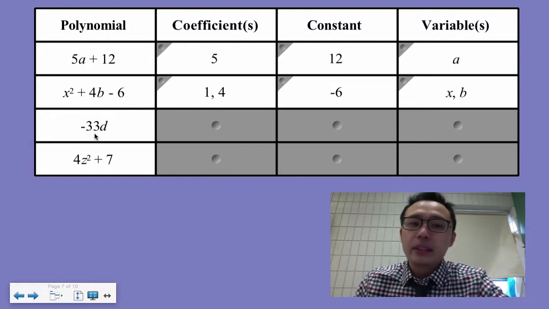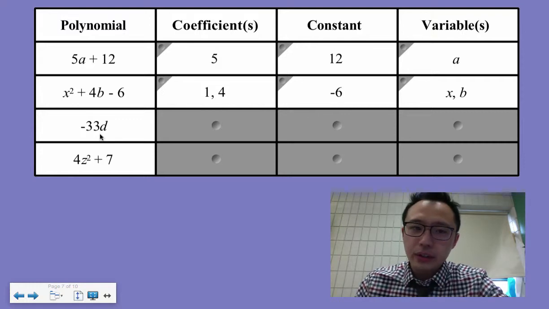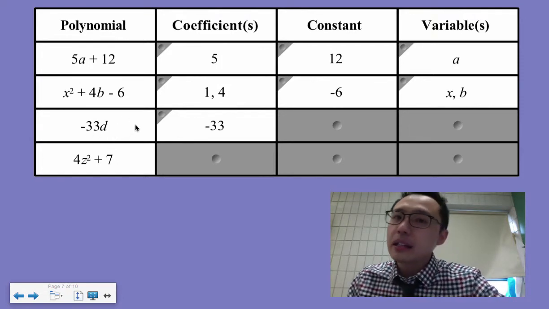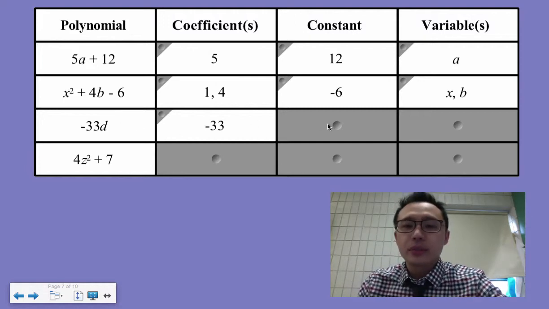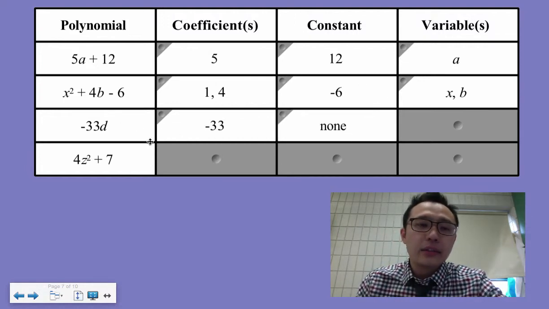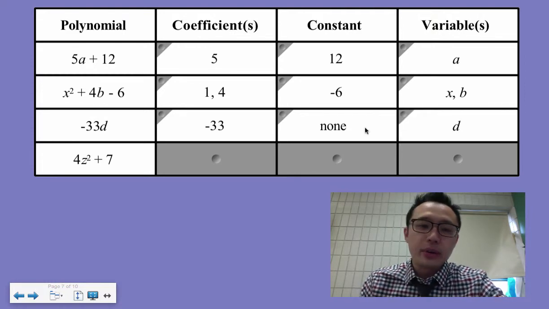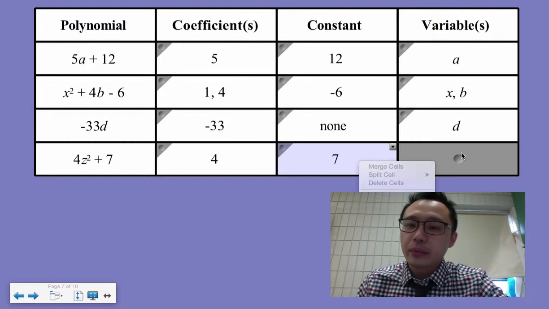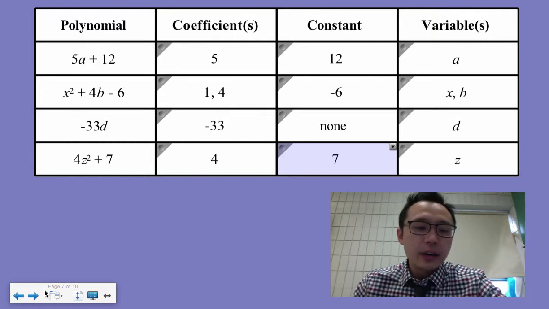Next one, negative 33d. What's the coefficient? What's the number in front of the variable? Well, negative 33, right here. What's the constant? Do we have any standalone numbers, like plus a number or subtract a number? No, we don't, so we don't have any. And lastly, the variable is your d, because that's what we don't know. And quickly going to the last one, 4z squared plus 7. Your coefficient is 4. Your constant is plus 7. And the variable is your z. Okay, so that's the parts of your polynomial.